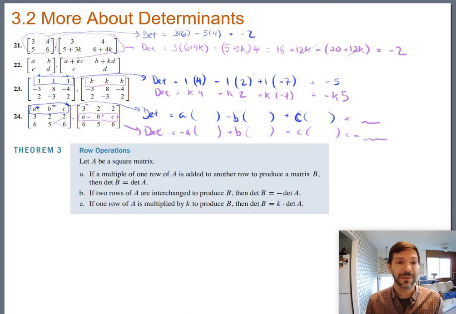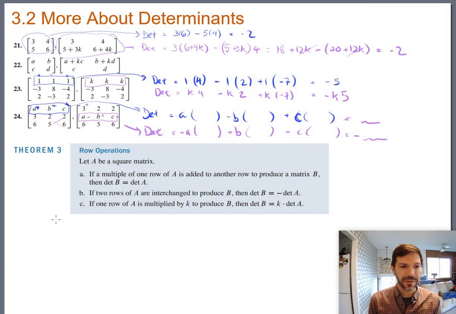So this is Theorem 3 out of 3.2. It says suppose you've got a square matrix. First of all, if you add a multiple of one row to another row, the determinant doesn't change. And that's probably like 90% of what we do with row operations, is add a multiple of one row to another row. Doesn't change the determinant. If two rows are interchanged, then the determinant changes sign. And finally, if you do happen to multiply one row by a k, then the determinant multiplies by k as well.